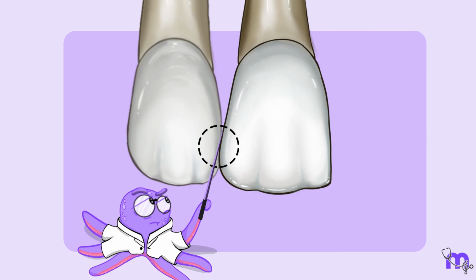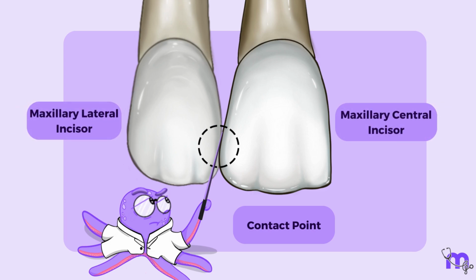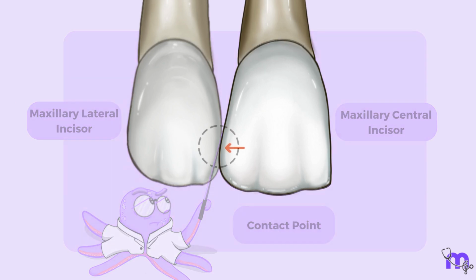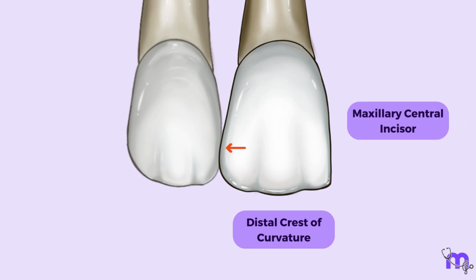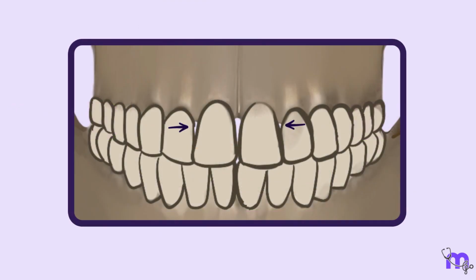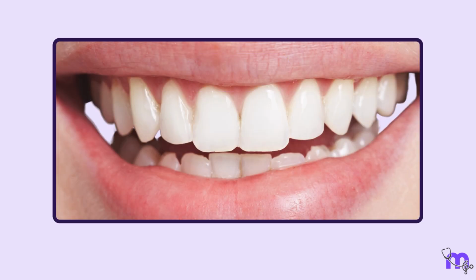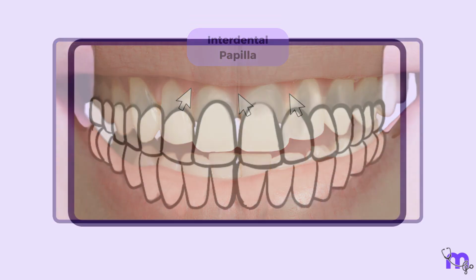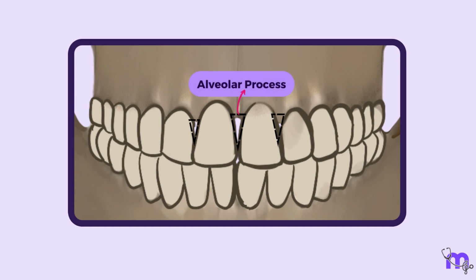Let's look at another example. Remember that the crests of curvature of adjacent teeth meet at these contact points. Take, for instance, a right maxillary central and a lateral incisor that are in contact with each other. The distal crest of curvature of the right maxillary central incisor contacts the mesial crest of curvature of the right maxillary lateral incisor. Now, if we observe the area cervical to the contact point, we can appreciate a triangular-shaped space between two adjacent teeth. This is referred to as interproximal spaces. This area is normally occupied by the interdental papilla of the gingiva. The base of the triangle is the alveolar process. The sides of the triangle are the proximal surfaces of the contacting teeth, and the apex of the triangle is in the area of contact.